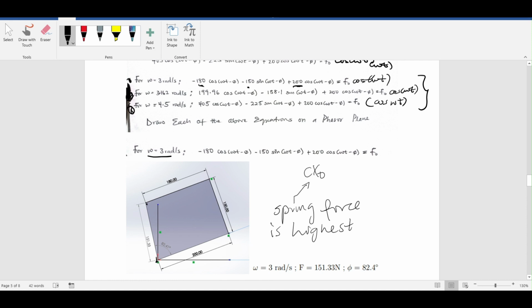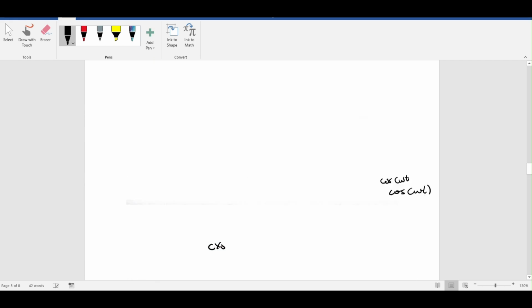So for w equals 3, I want to draw the phasor plane for that. This was my equation. I want you guys to notice that this 180 was gotten from this. This was gotten from k x naught, and this was gotten from c x naught. So take note of this. Remember I told you when you're drawing the first line here, this line is going to be c x naught. You got it here.